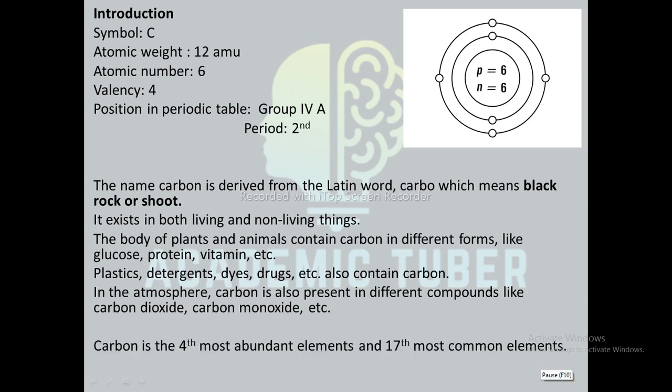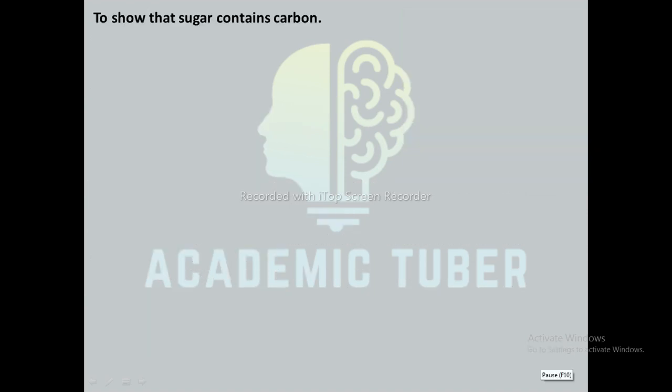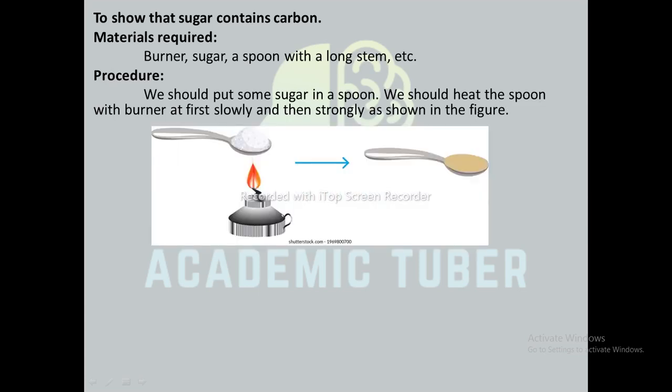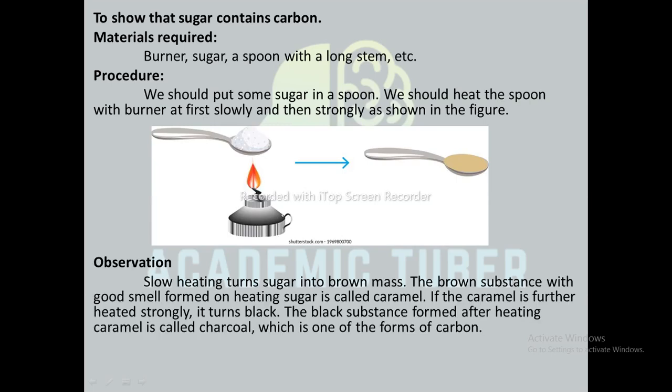Carbon is the 4th most abundant element and the 17th most common element. Here is an activity to show that sugar contains carbon. To carry out this activity we need some materials. In the materials required, we need a burner, sugar, a spoon with a long stem, etc. Procedure: we should put some sugar in a spoon. We should heat the spoon with the burner, at first slowly and then strongly, as shown in the figure.